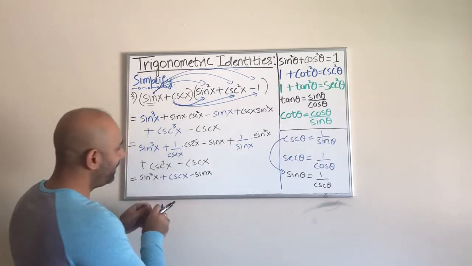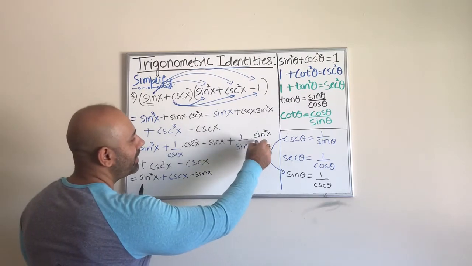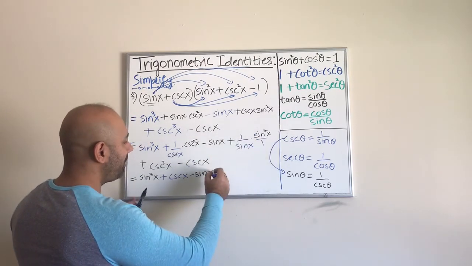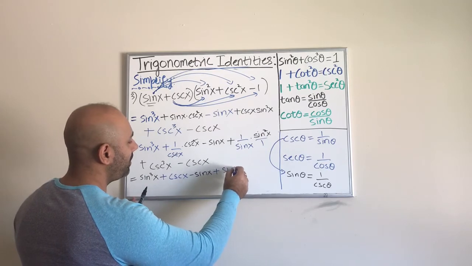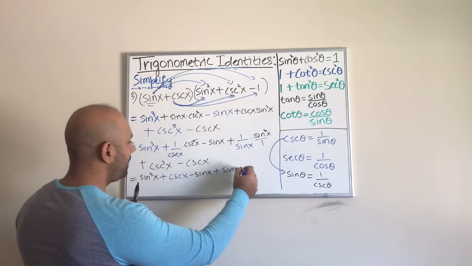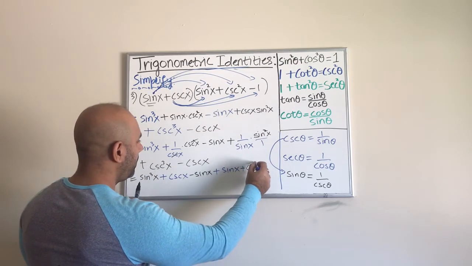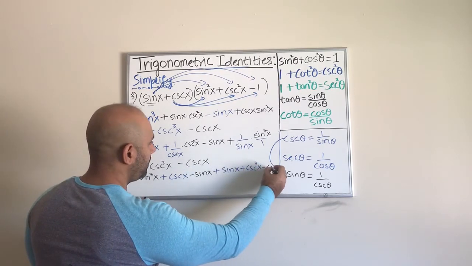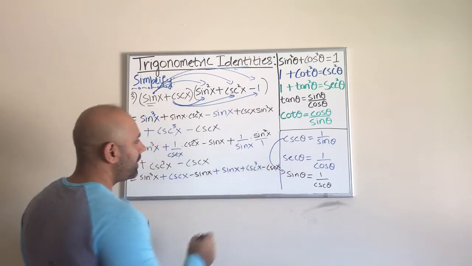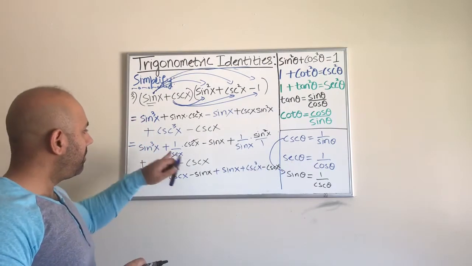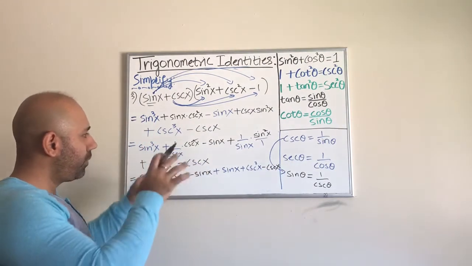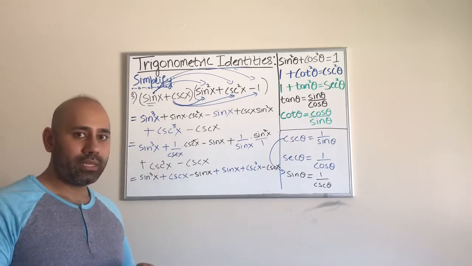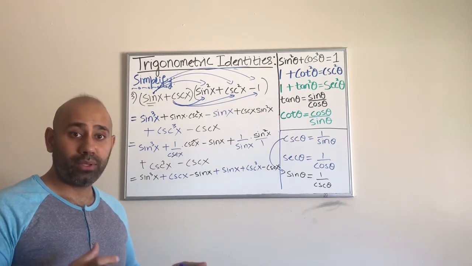Then guys, here again, we have a sine square x upstairs and a sine x downstairs. So one of the sines will cross out. So I'm going to be left with sine x. And then there's a plus cosecant cube x, and then minus cosecant x. Guys, sometimes you just have to use identities, put them back, simplify things, and then sometimes you will see like things will simplify on their own.